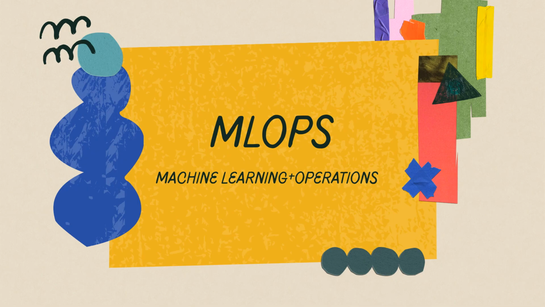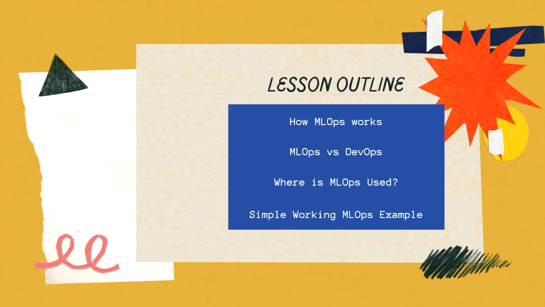So we will start with the basics of how MLOps works. What are the differences between MLOps and DevOps, and where actually MLOps will be used, and also one simple working example of MLOps, how we were doing it manually, how we were building manual machine learning models, and now how it has been automated. Everything will be seen. So let's get started.